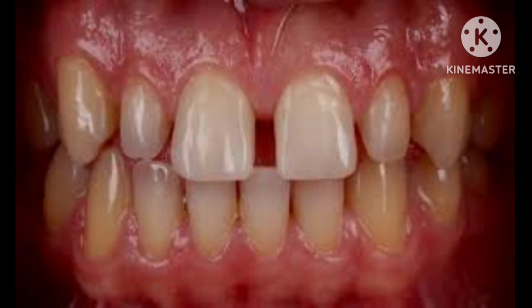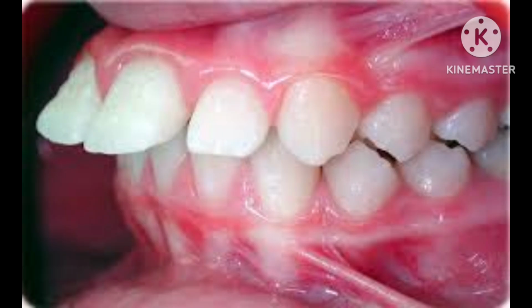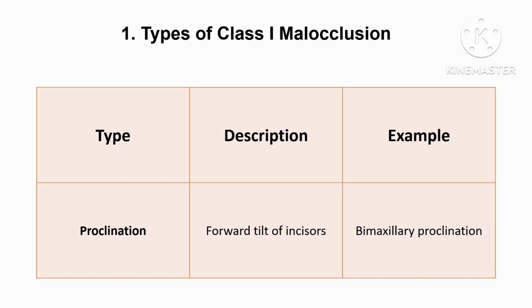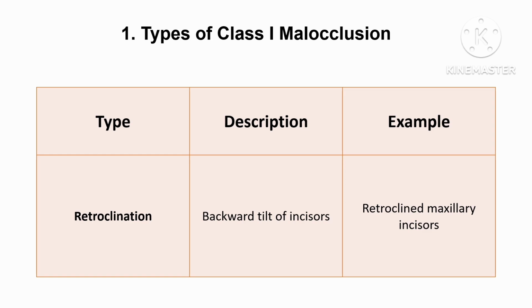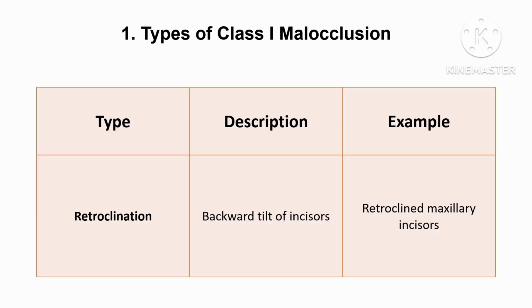Proclination or retroclination: proclination means the incisors are tipped forward, which is common in mouth breathers or tongue thrust. And retroclined incisors are tipped backward, often due to lip sucking or arch length issues. Proclined incisors are prone to trauma, and retroclined incisors compromise smile aesthetics.